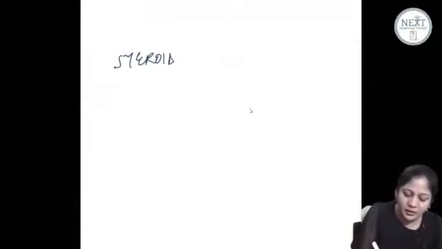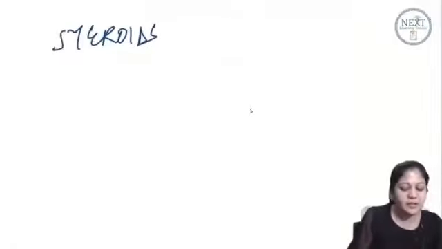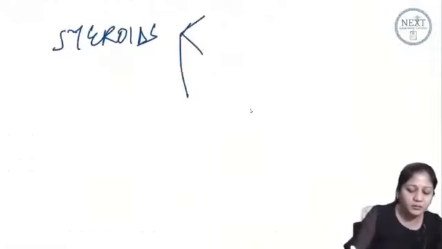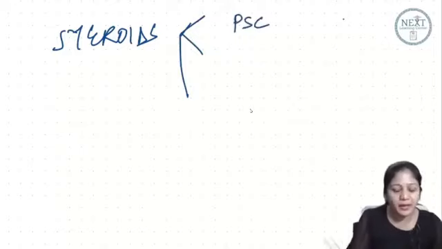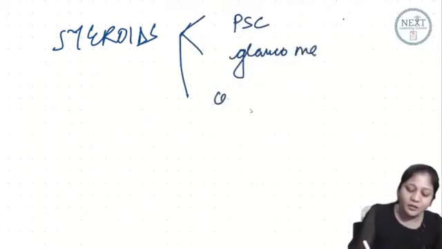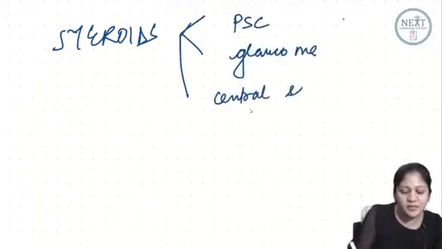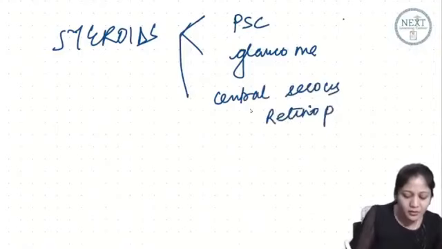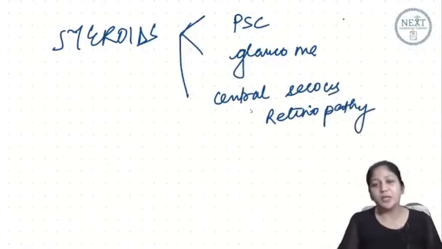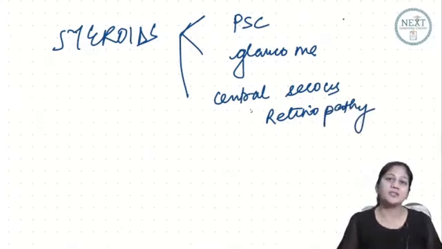Okay. Now guys, please write down something. Steroids can cause three types of problems in the eye. What? Anyone? It can cause a posterior subcapsular cataract. It can cause a glaucoma, and it also can cause a central serous retinopathy. Okay, so there can be three types of problems with steroids. Please write down. You can also have a glaucoma with steroids.